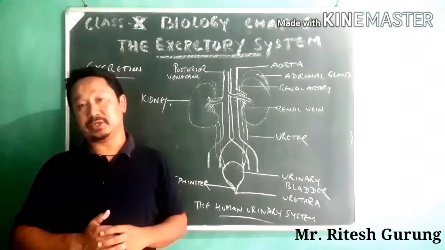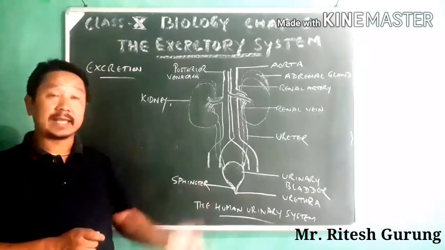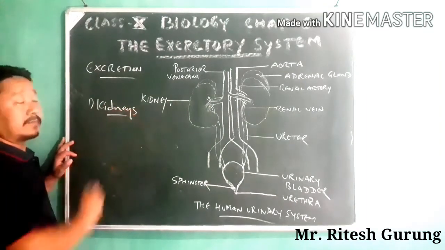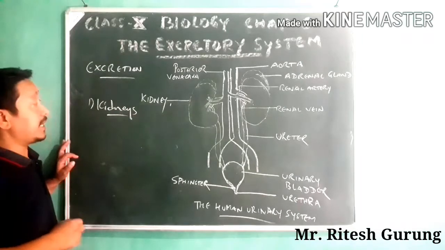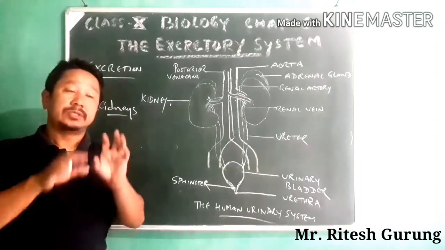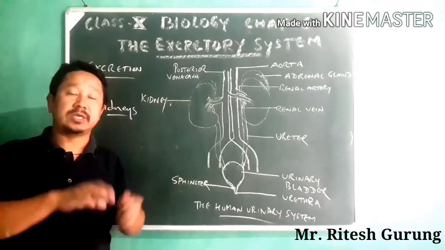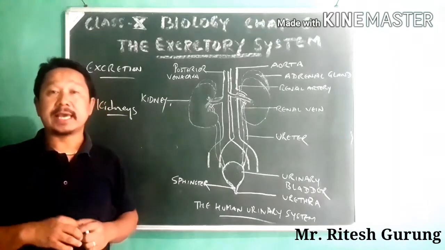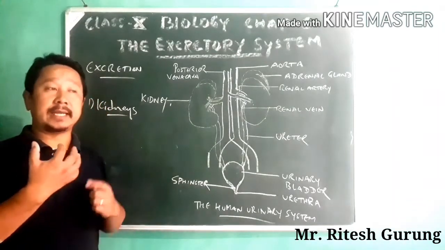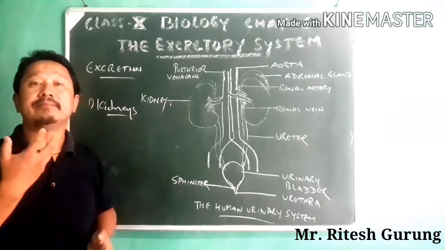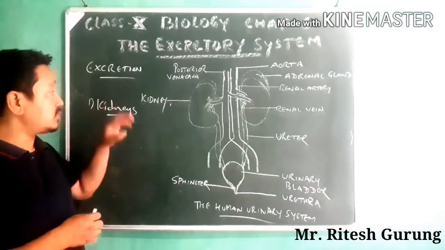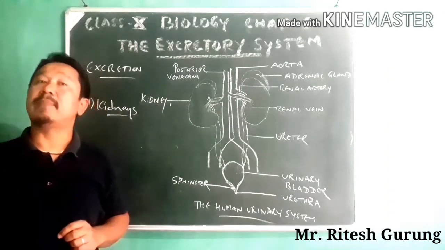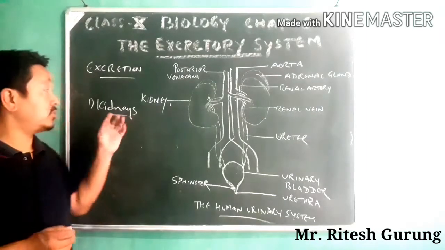The organs involved in their elimination are, first, the kidneys. There is one pair of kidneys, which collect the metabolic nitrogenous waste from the blood and use it in making urine. All this metabolic waste is converted into urine and is passed out through the urethra. So that is your kidneys.